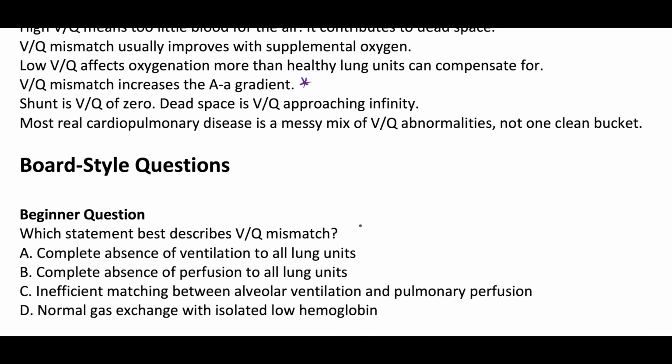Beginner question number 1. Which statement best describes VQ mismatch? A, complete absence of ventilation to all lung units. B, complete absence of perfusion to all lung units. C, inefficient matching between alveolar ventilation and pulmonary perfusion. Or D, normal gas exchange with isolated low hemoglobin. Pause if you need to.